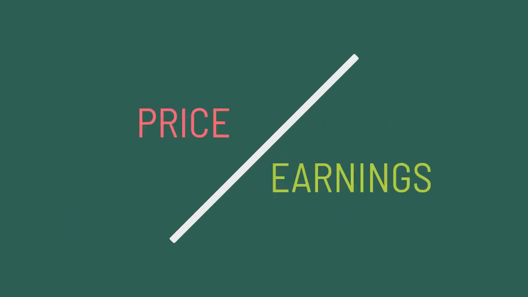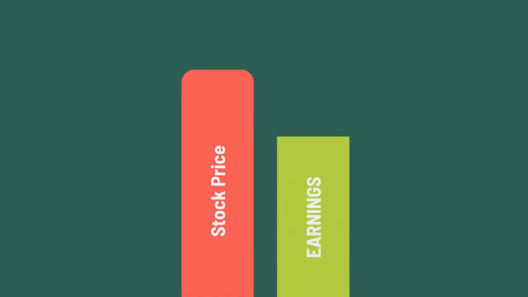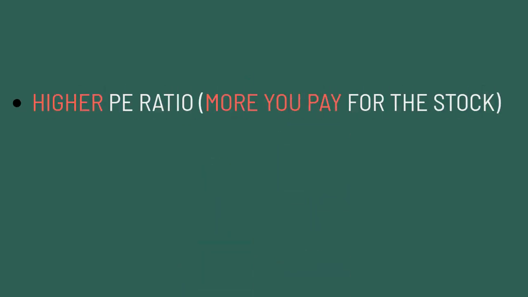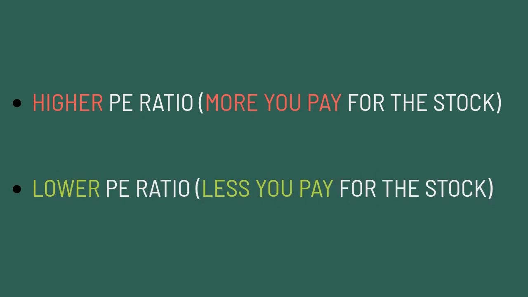The P/E ratio is a ratio that compares the price of the stock with the earnings the company has. This way, you're able to know if you're paying too much for a company that doesn't generate that much profit, or if you're paying a fair price as the company generates enough earnings to justify the stock price. The higher the P/E ratio is, the more you pay for the stock relative to the earnings the company has, and the lower it is, the less you pay for the stock compared to its earnings.